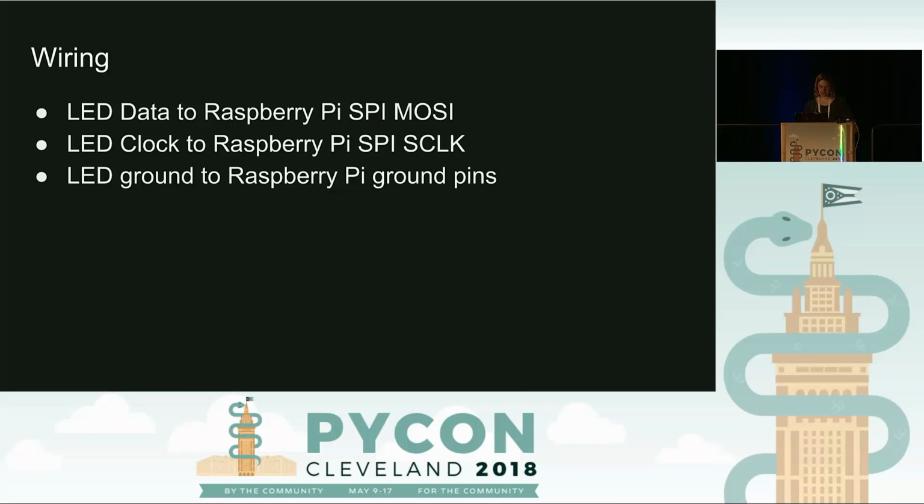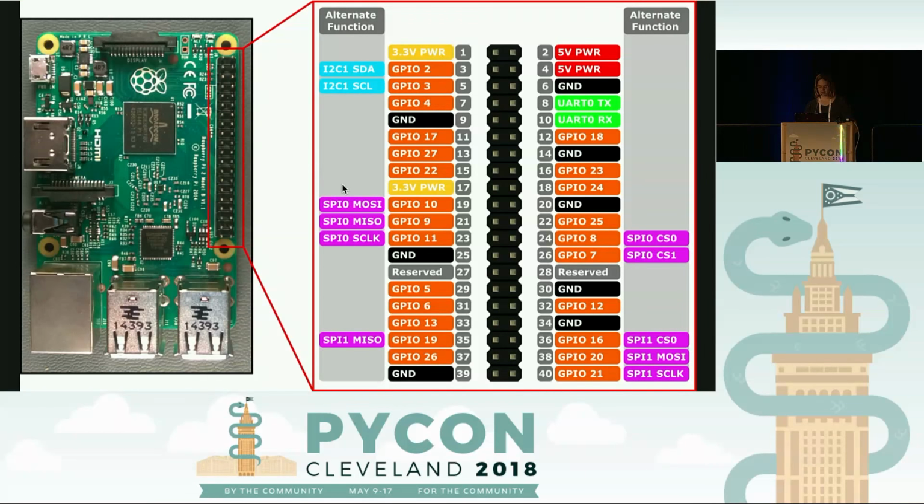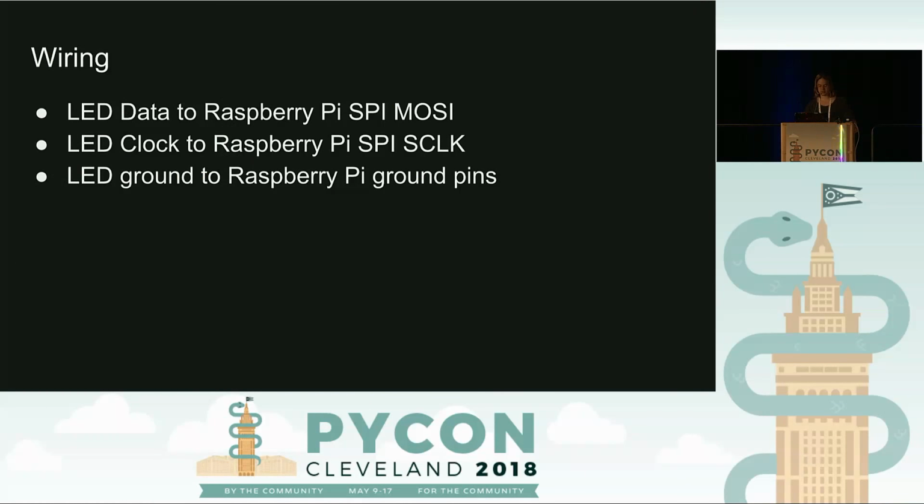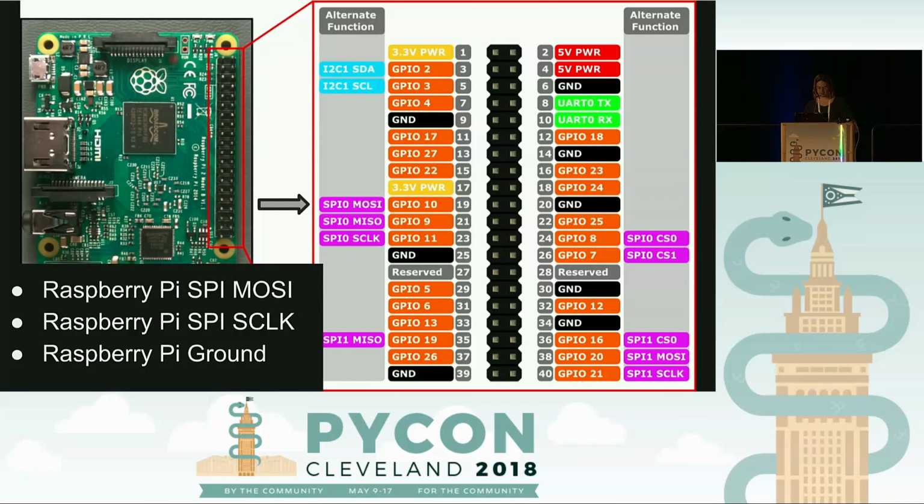Here's how you wire it. Three wires coming from the Raspberry Pi. It uses a protocol called SPI. So we want to pick up, this is the pinout. It shows which pins on the Raspberry Pi do what. And we want the output of the SPI, the clock of the SPI, and then any of these ground pins.